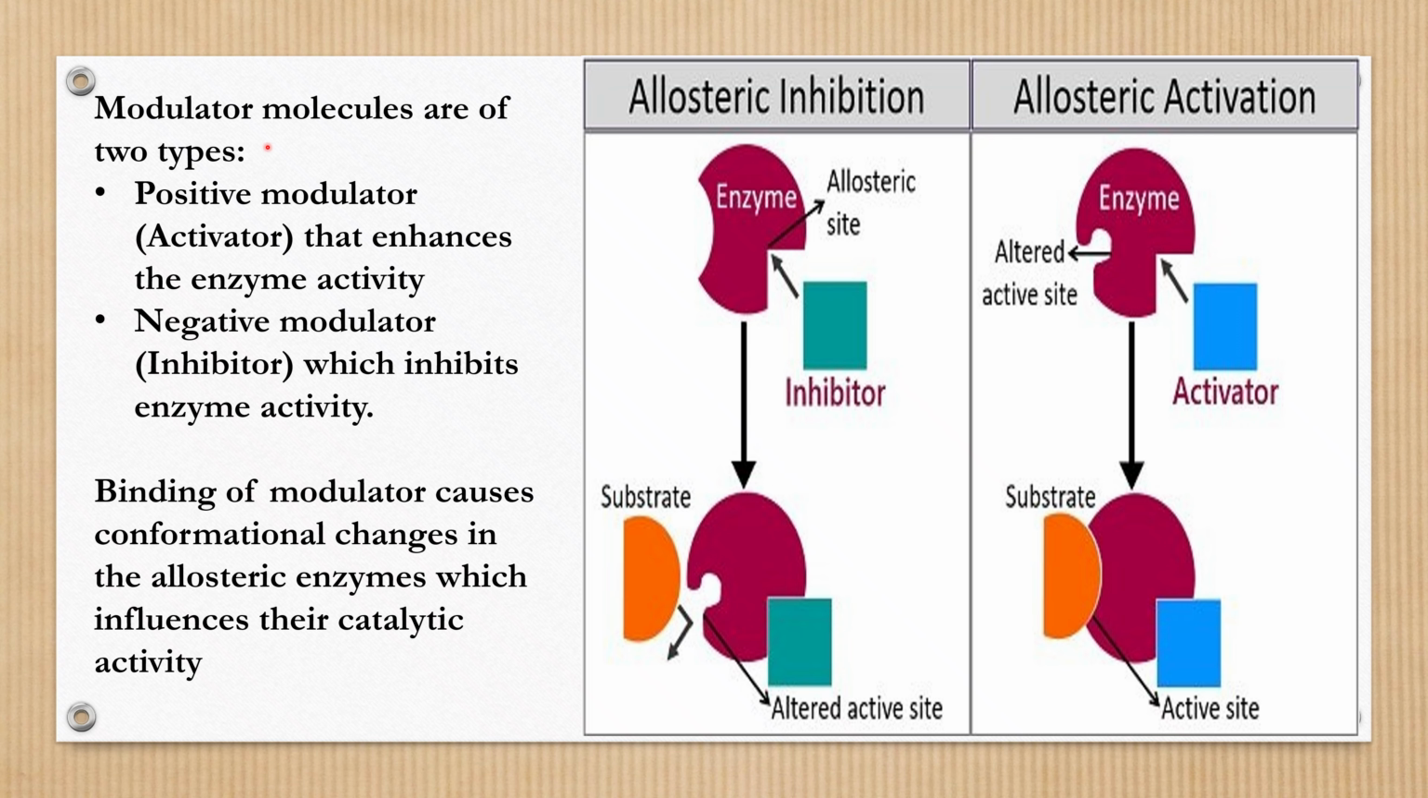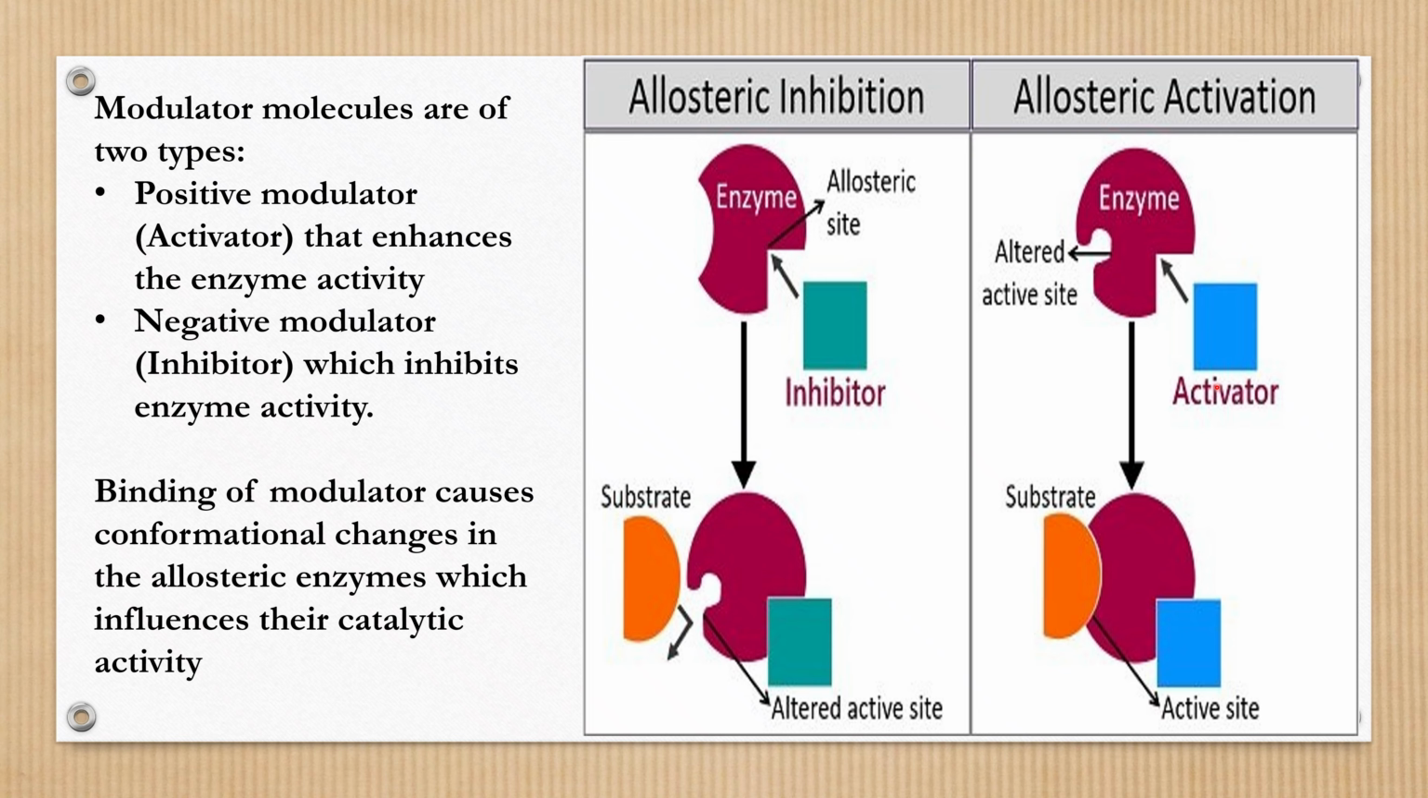So the modulators are of two types. Positive modulator, which is also called an activator, enhances the enzyme activity. And the second type is the negative modulator, which is also called an inhibitor, which inhibits your enzyme activity. So you can see this is an enzyme to which your inhibitor, or you can also call it a negative modulator, is binding. It is binding to an allosteric site, causing a conformational change in the structure of the enzyme. Now your substrate cannot bind to your active site. So your inhibitor is inhibiting the enzyme activity.